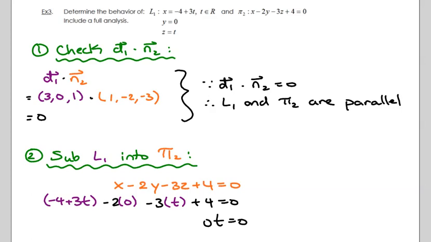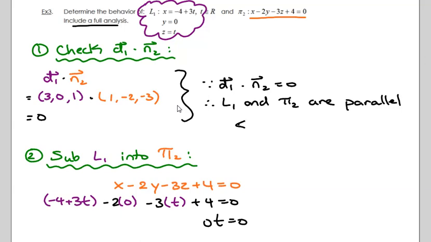Anyways, example number 3, determine the behavior. So what they mean by that is, how do they intersect? Of a line in parametrics, yay, and a plane in scalar, yay. Okay, so the plane's going to be orange, the line's going to be purple. If it's a full analysis, let's do the dot product and prove that they're actually parallel to each other first. So we're going to take the direction vector of the line, dot it with the normal of the plane, see if you get a 0, which I do, and that means that they're going to be parallel to each other.